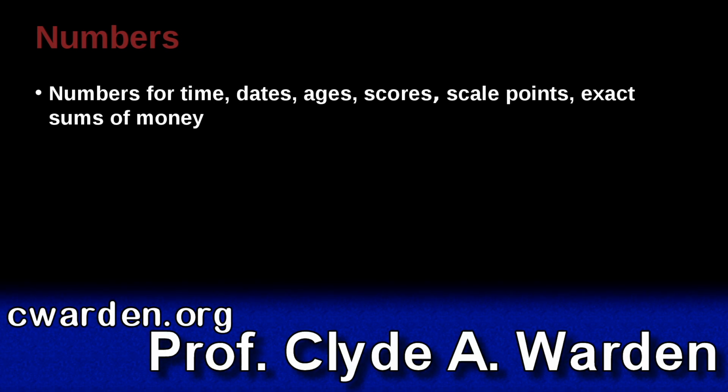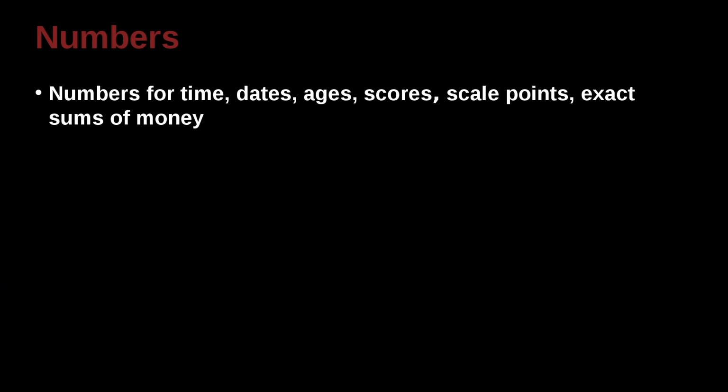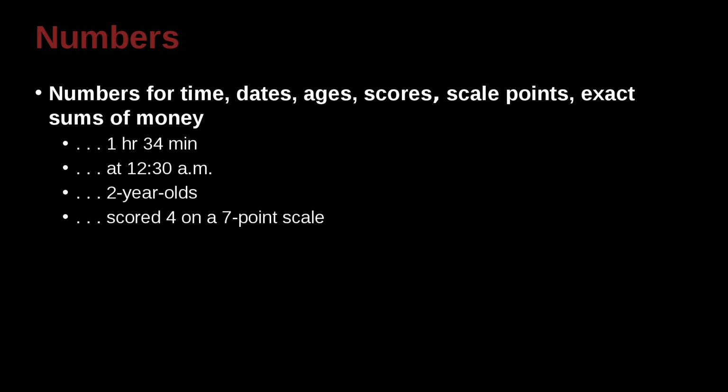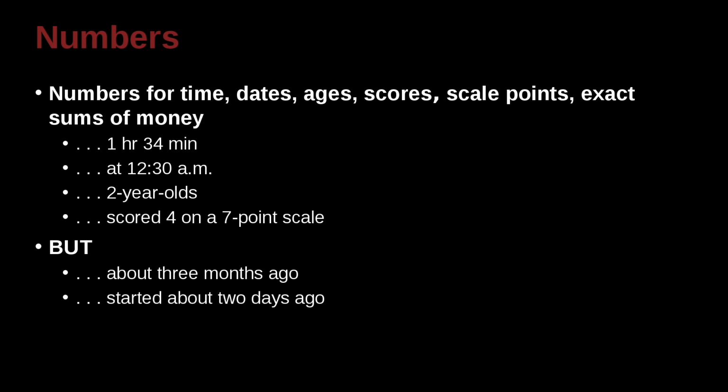Numbers for times, dates, ages, scores, scales, points, and exact sums of money, you should also use the numbers. 1 hour, 34 minutes, for example, 12:30 a.m., 2 years old, scored 4 on a 7-point scale, because that's a scale. But you need to be careful and remember that if you're going to write something like this, about 3 months ago, that's not an exact time. So you would then, if it's less than 10, spell out the number.